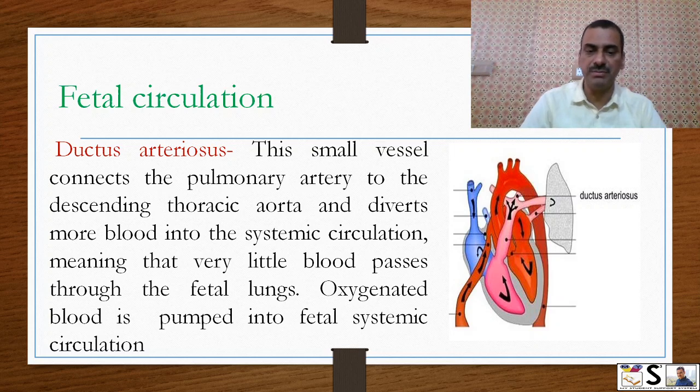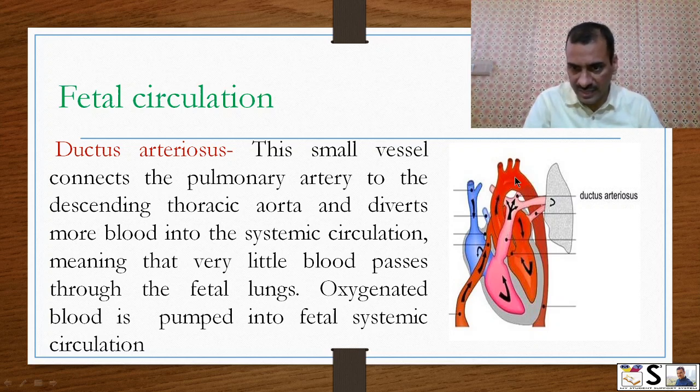Oxygenated blood is pumped into the fetal systemic circulation. Here some blood is going from the ascending aorta, arch of aorta and descending aorta, and from the right ventricle also the blood goes via the ductus arteriosus into the descending aorta directly.